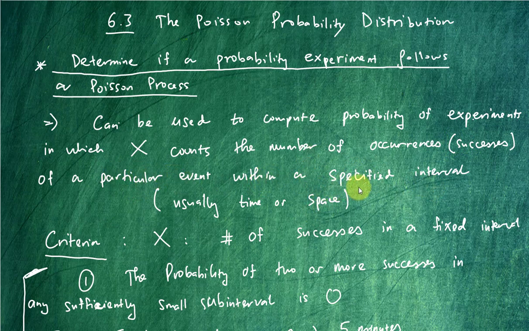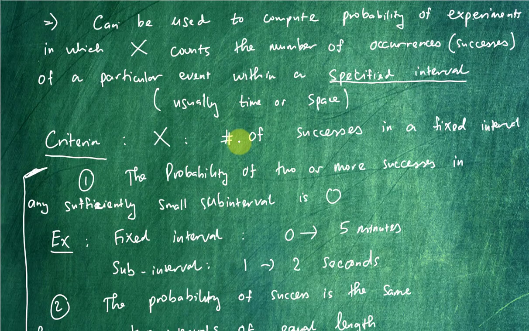So this is the keyword. It has to be within a specified interval, and the interval could be a time or the space. Now, there are a few criteria for this model. So we let x be the number of successes in a fixed interval. So x is a random variable.